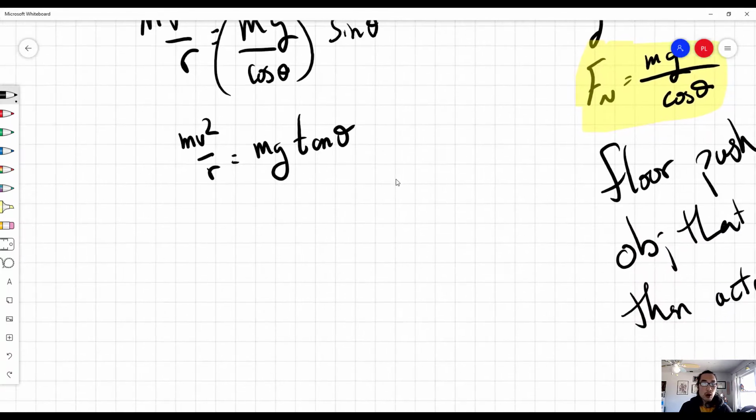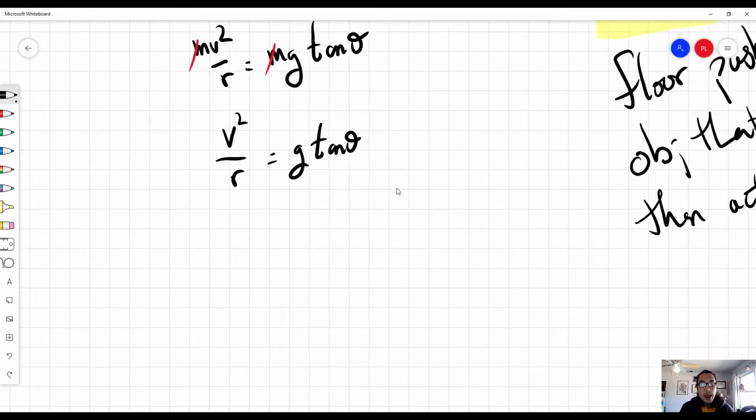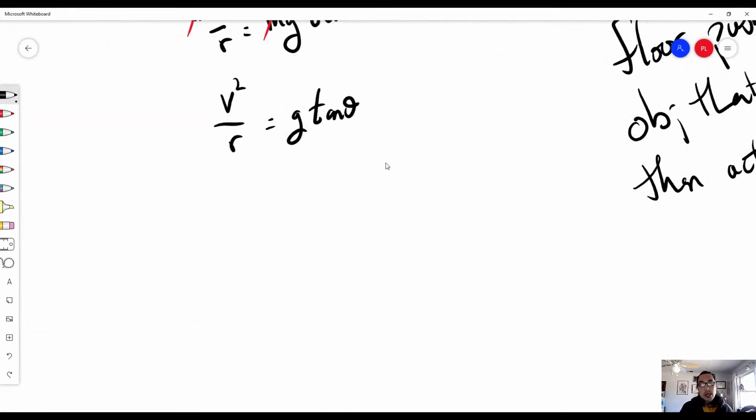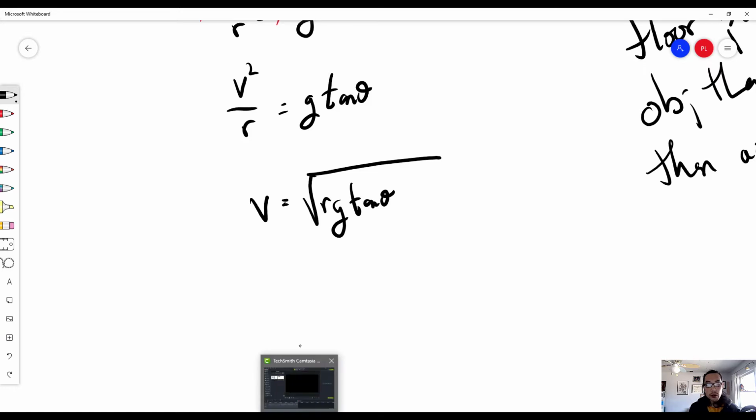Also, if you are an algebra whiz, we see that we have m on the left-hand side and m on the right-hand side, and so we can simply cancel those two out. It divides out evenly. So we get v squared over r is equal to g tangent of theta. And if I were to ask you, what is the velocity that this car needs to travel in order to stay a certain radius away, we could rearrange this equation to have the velocity be the square root of r g tan theta, right?